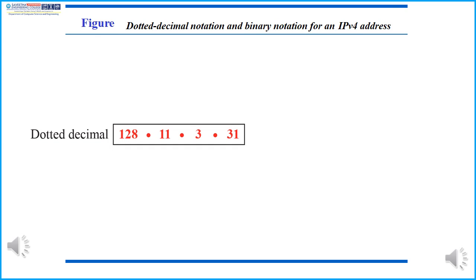Dotted decimal notation is a presentation format for numerical data. It consists of a string of decimal numbers using a full stop or dot as a separation character. These IP addresses are written and displayed in human readable notation. We can see here, 128.11.3.31 is a human readable dotted decimal format assigned as an IP address.